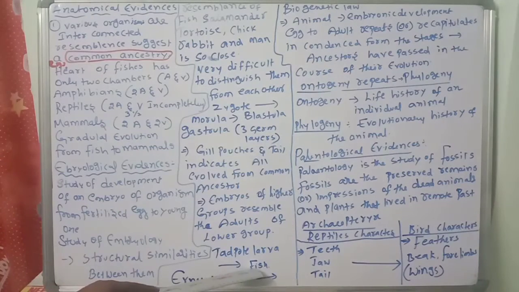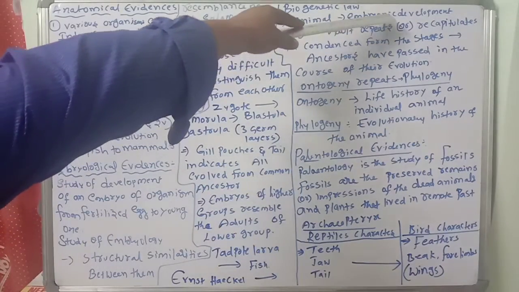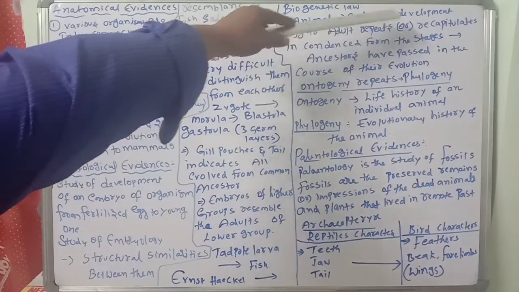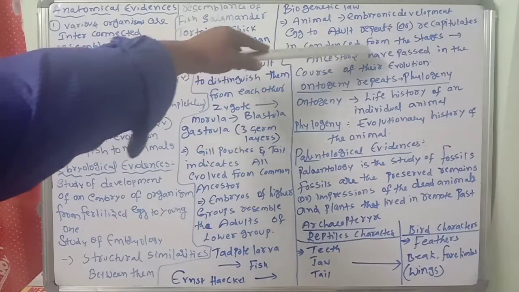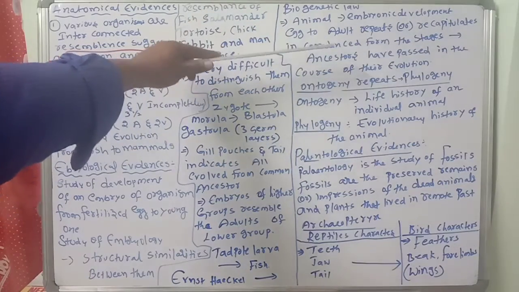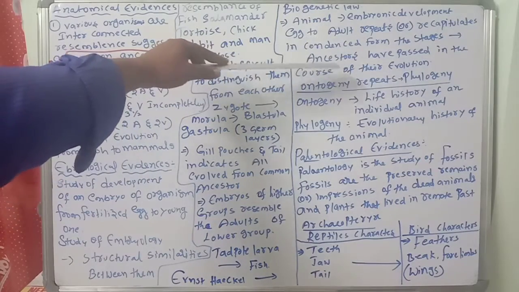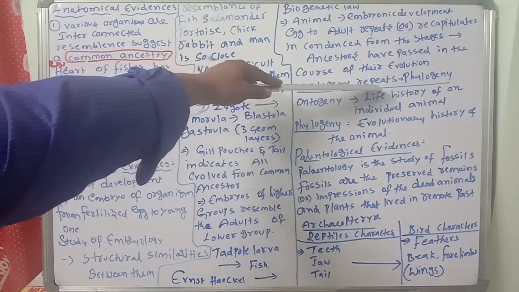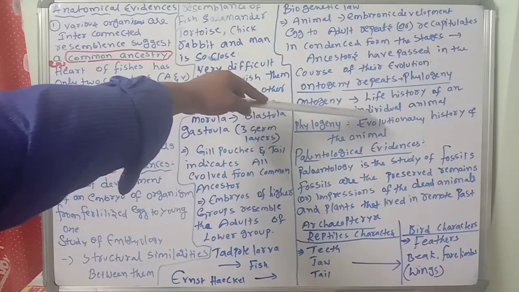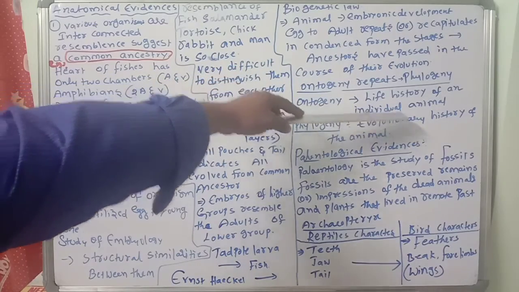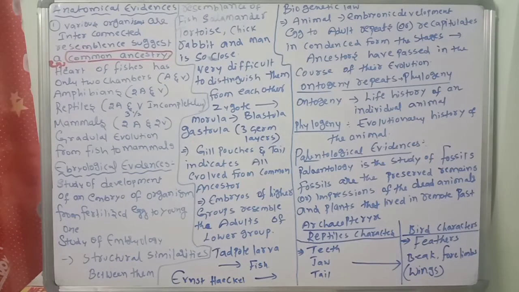What happened here? Fish larva, tadpole larva. Fish passed to form the tadpole larva. That only. Animal embryonic development, from egg to adult, repeats in condensed form the stages ancestors have passed through in the course of evolution. That is the biogenetic law. Simply say ontogeny repeats the phylogeny. The life history of an individual repeats the evolutionary history of the animals.